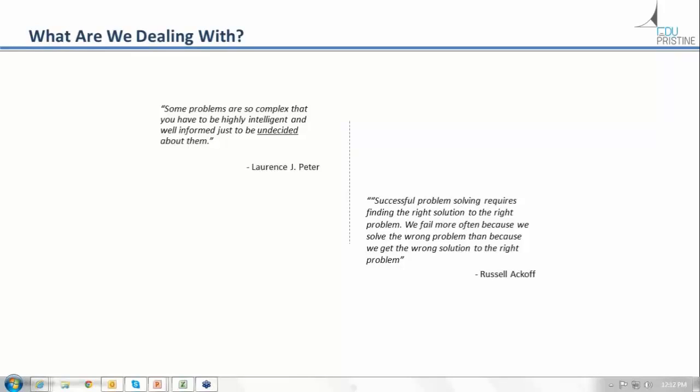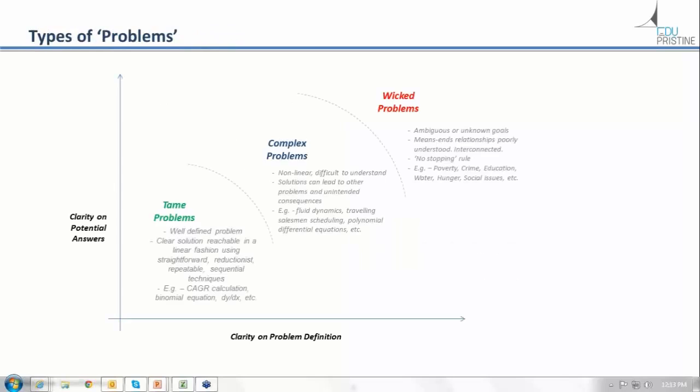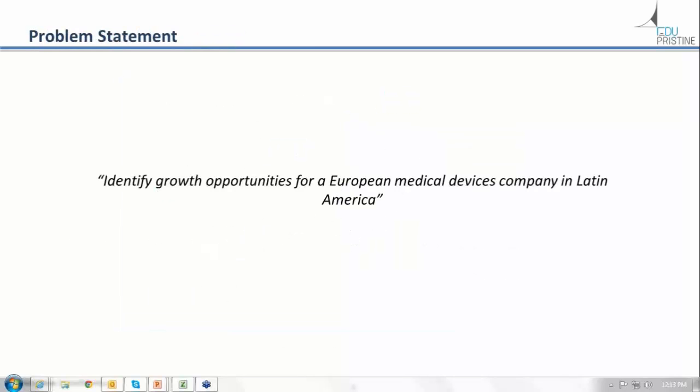Russell Ackoff is another American thought leader in the field of organizational theory. He was a strategic consultant and a professor at Wharton, where he taught operational research, management science, systems thinking, and so on. He says successful problem solving requires finding the right solution to the right problem. We fail more often because we solve the wrong problem than because we get the wrong solution to the right problem. So it's coming back to the original problem statement: how do you identify growth opportunities for this company?